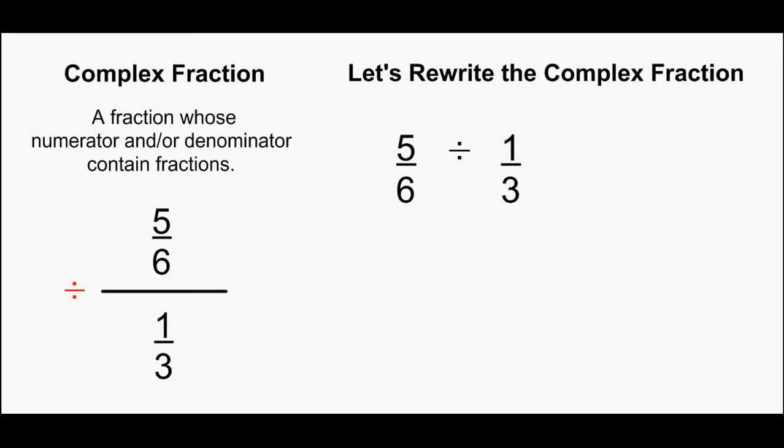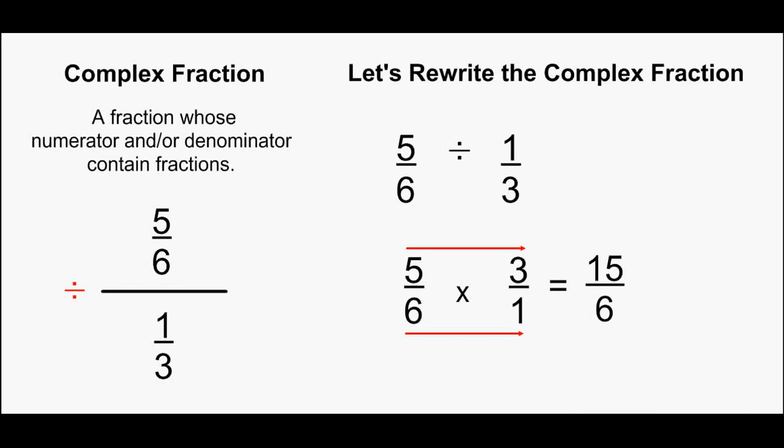5/6 divided by 1/3. We will write 5/6 just as it is, change the division symbol to multiplication, and write the reciprocal of the second fraction. 5/6 times 3/1. Let's multiply straight across. 5 times 3 is 15. 6 times 1 is 6. We can reduce the fraction to 5/2, or we can write it as a mixed number, 2 and 1/2.